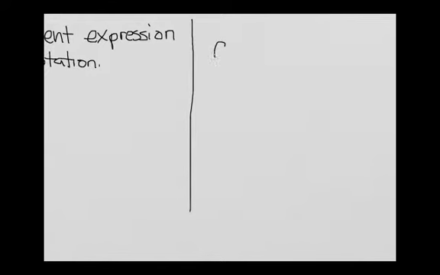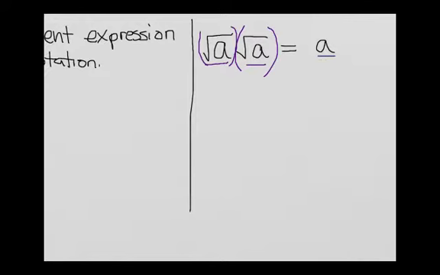So let's first look at the expression the square root of a times the square root of a. The square root of a times the square root of a is going to be equal to a. And the reason it's equal to a is because each one of these represents the value that needs to be multiplied by itself in order to get a. And so here I am taking the value that needs to be multiplied by itself, and I'm multiplying it by itself to get a. And I get that on the other side.